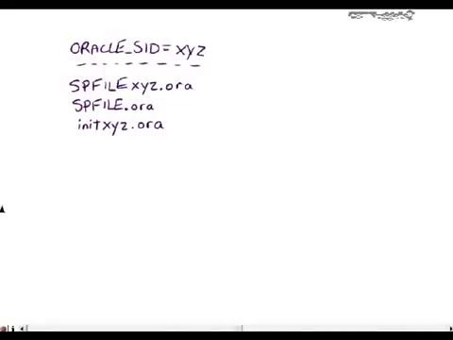Just to show you another example, let's assume that our Oracle SID is XYZ. So upon startup, Oracle looks in that directory for spfilexyz.ora. Oh, it's not there. Okay, go on to the next one. spfile.ora, not there. Ah, maybe we have an initxyz.ora. It will use that one.